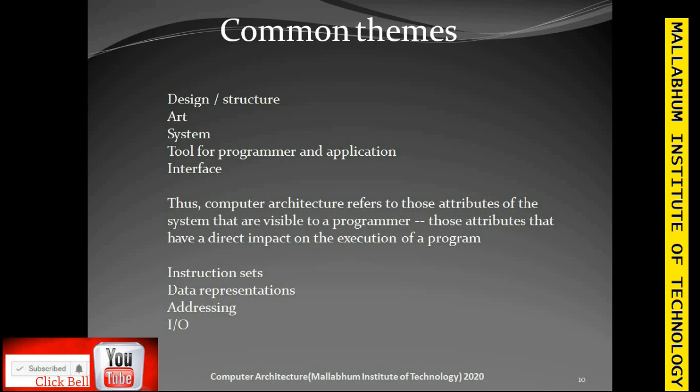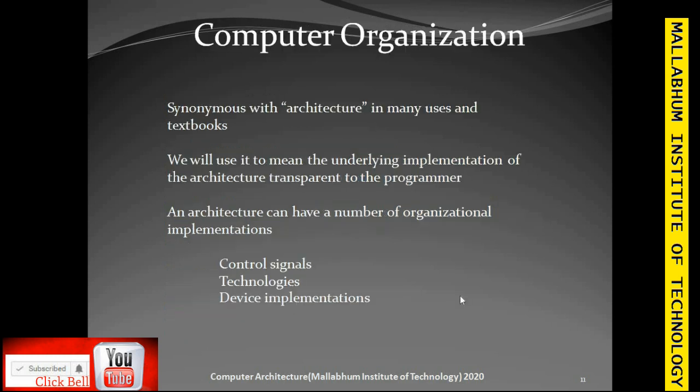Thus computer architecture refers to those attributes of the system that are visible to the programmer, and those attributes that have a direct impact on the execution of the program. So instruction set, and data representation, how data is represented in hexadecimal or decimal or octal, like that. Now there are different types of addressing modes: memory mapped IO, IO mapped IO, and so on. And without knowing the instruction set you cannot write a program. So those are the different things that are visible to the programmer.